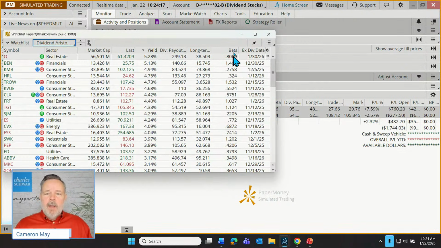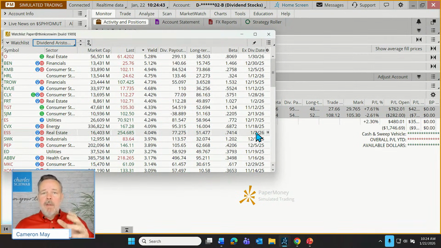What else is going on here? Well, our beta for both companies is below average. So we have a beta of 0.8, not a highly volatile stock. That's not unusual for REITs. Our ESS is at 0.74. Both of these, though, are paying dividends in a cycle other than, it could be they're being paid monthly, could be they're being paid quarterly, but in a different quarterly cycle.